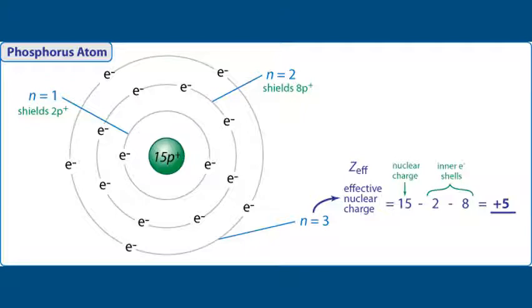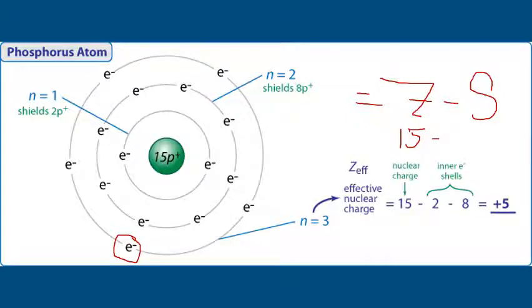We will be considering one that is on the 3rd energy level, so we can include this one. And now we're going to use our formula. So that's Z effective equals Z minus S. And so for Z, that's our number of protons. That's our nuclear charge. So that is 15. And then we're going to subtract out those number of shielding electrons.